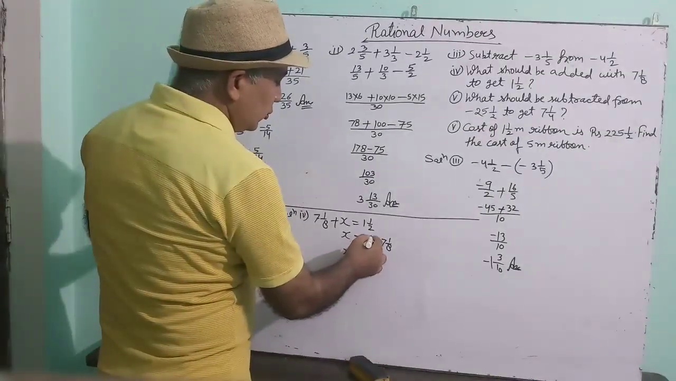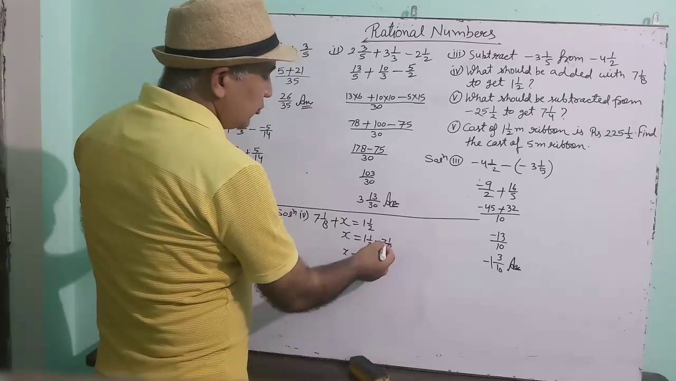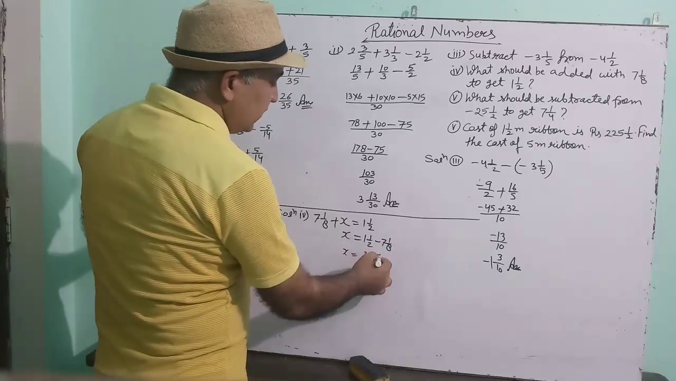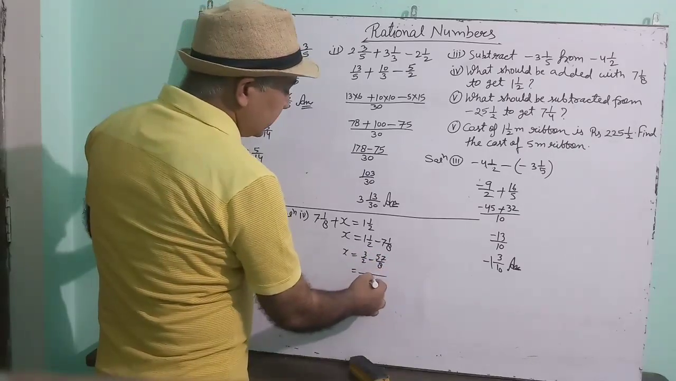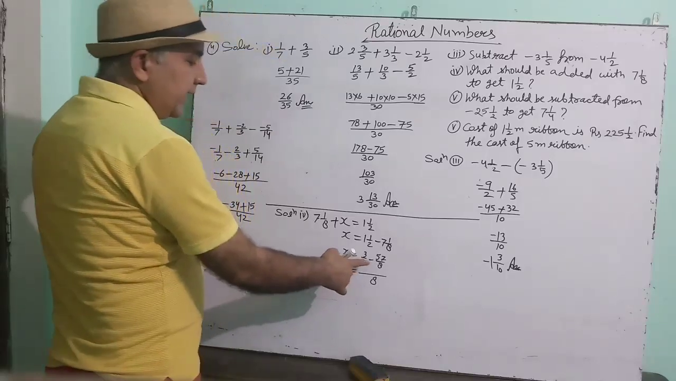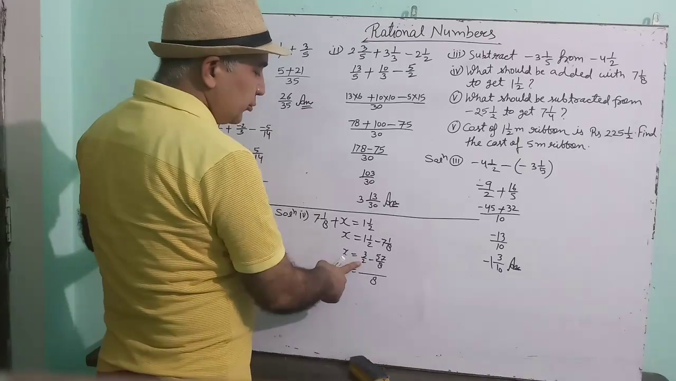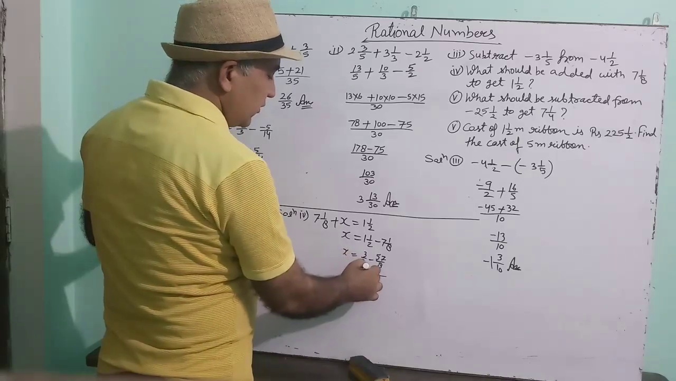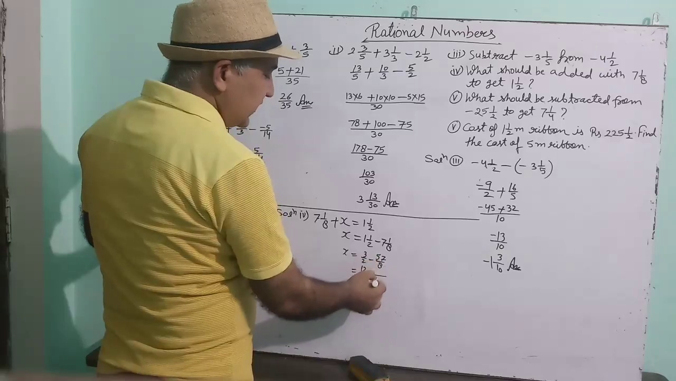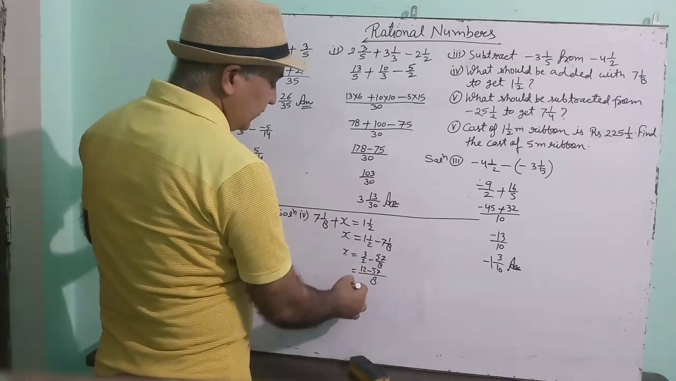2 into 1 is 2, 2 plus 1, 3 by 2, minus 8 into 7 is 56 plus 1, 57 by 8. Now take the LCM, 2 and 8, the LCM will be 8. Now the LCM is divided by the denominator 2, 4 is coming, 4 into 3 is 12 minus 8 cancelling each other, 1 is remaining, 1 into 57 is 57.